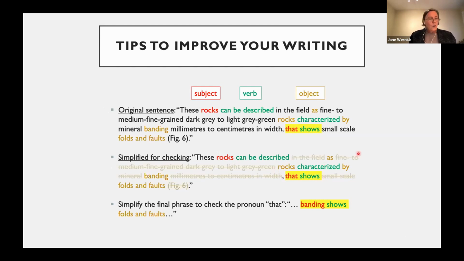Here's an example where I simplify a sentence chosen from my undergrad thesis, which was written a few decades ago. Here's the original sentence. These rocks can be described in the field as fine to medium-grained dark gray to light gray-green rocks, characterized by mineral banding millimeters to centimeters in width that shows small-scale folds and faults. Figure 6. Yikes. This is not a pretty sentence, and I'm not proud of it, but I think we can improve this. So, as I say it out loud, the worst part of this sentence seems to be the highlighted words "that shows." Is that even correct? Let's find out.